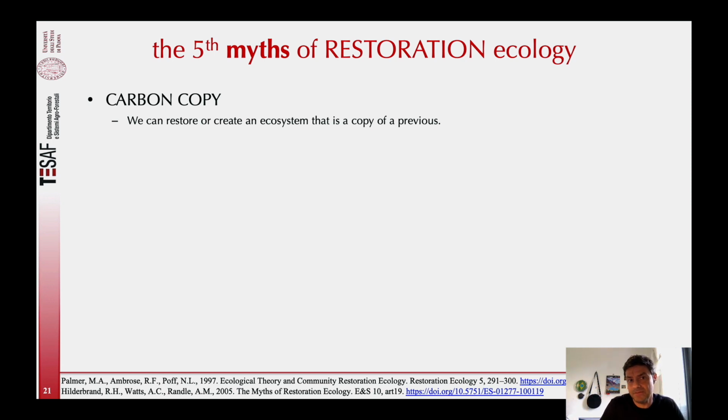But there are no carbon copies, there's no recipe, so you cannot do that. It's pretty much based on adaptive management. This is a key word when you think about restoration, because if you use the same species composition in two areas side by side, the restoration processes are going to be different. So you have to keep monitoring and evaluating the quality of the restoration and make adjustments if needed.